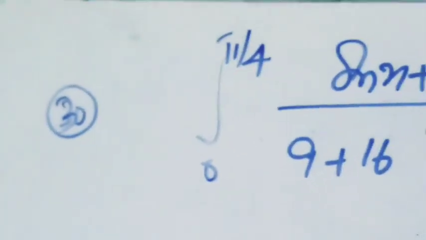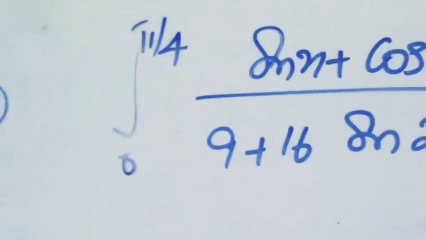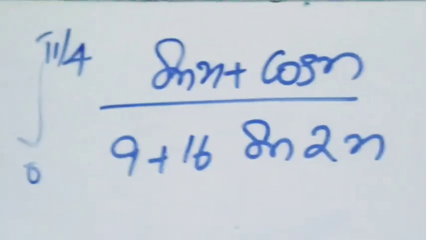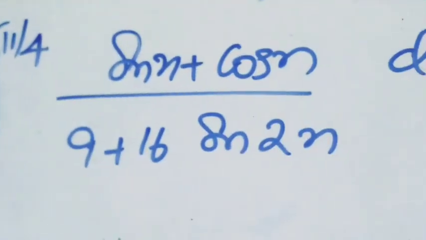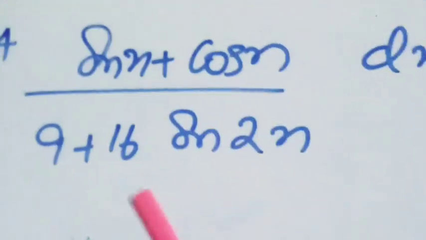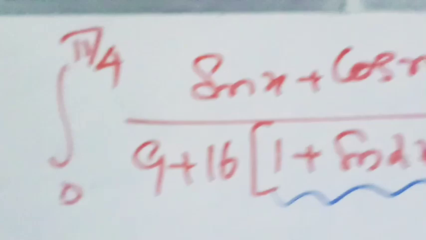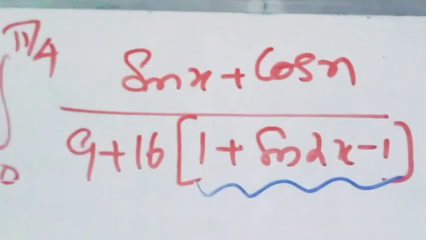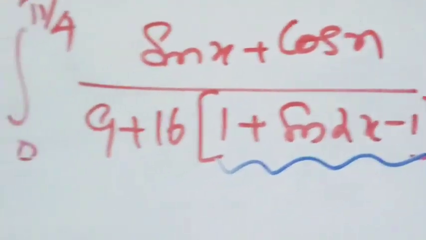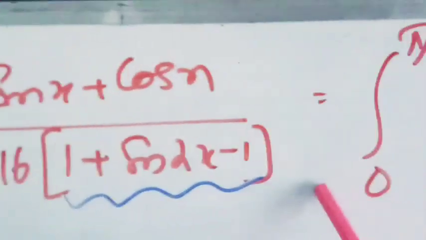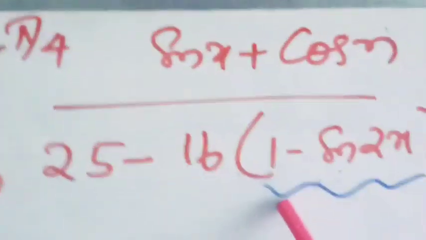And the next 5 questions are your homework. This is question number 13, NCERT miscellaneous exercise, integral 0 to pi by 4 of sin x plus cos x by 9 plus 16 sin 2x. We discussed a question similar to this one. You can split the denominator as sin x plus cos x by 9 plus 16 into 1 plus sin 2x minus 1, and adjust it like this.